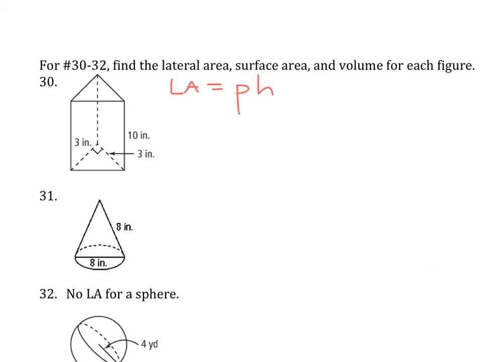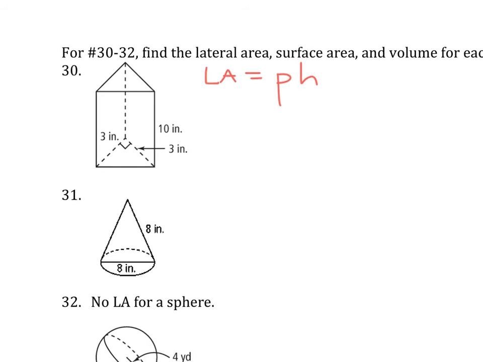PH for your lateral area on this problem. P being the perimeter of the base, right? What shape is your base? A triangle. Okay, so this triangle, what is this side? It is the hypotenuse. What's the length of it going to be?